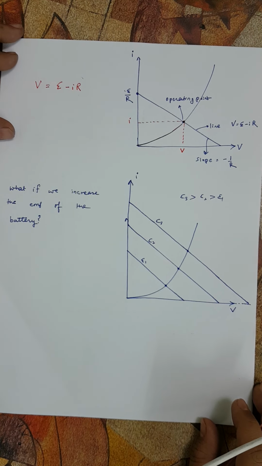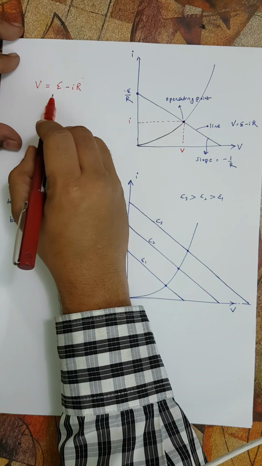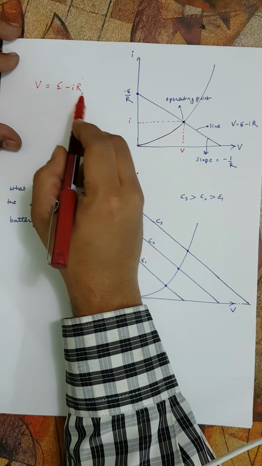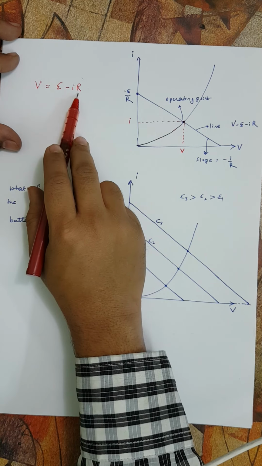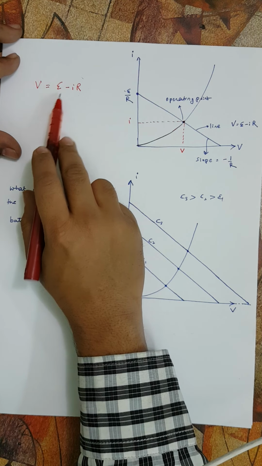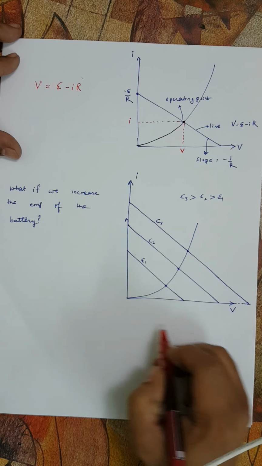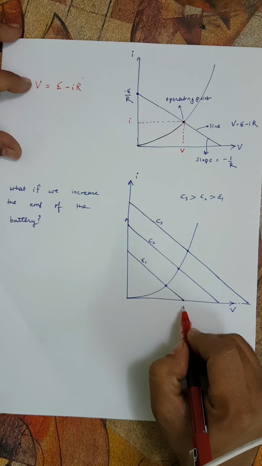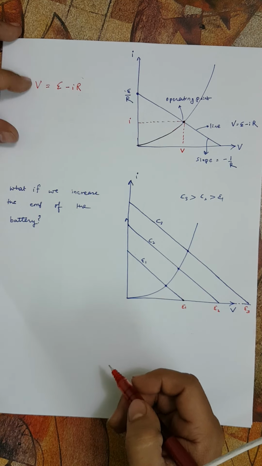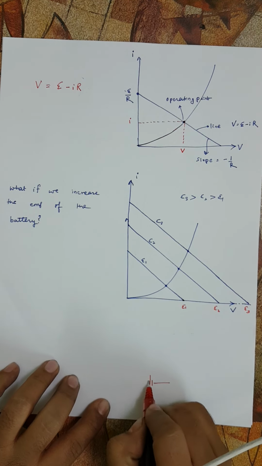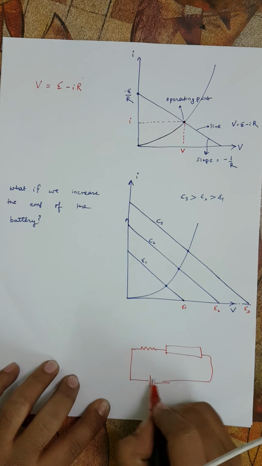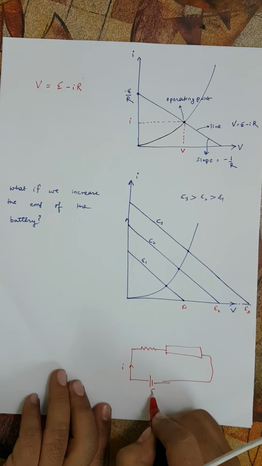Now, what if we increase the EMF of the battery? In V equal to E minus IR, when the battery EMF increases, keeping the resistance constant, the slope of this line will remain the same, whereas the y-intercept will increase. Both the intercepts will increase. So this is E1, E2, E3, and this is E1 here when the current is 0. Obviously, when we apply a higher EMF battery across this resistance and a circuit element here, we should get a higher current, isn't it? Current should be higher for a higher value of E.